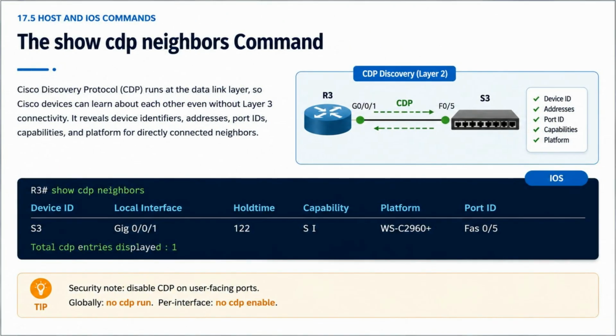CDP, Cisco Discovery Protocol, runs at the data link layer, so Cisco devices can discover each other even without Layer 3 connectivity, revealing device ID, addresses, port IDs, capabilities, and platform for directly connected neighbors. Walk the sample output on screen. Important security note: disable CDP on user-facing ports specifically. no cdp run globally, or no cdp enable per interface.